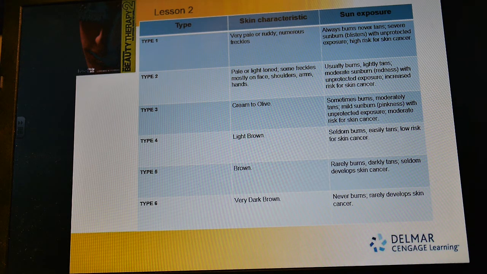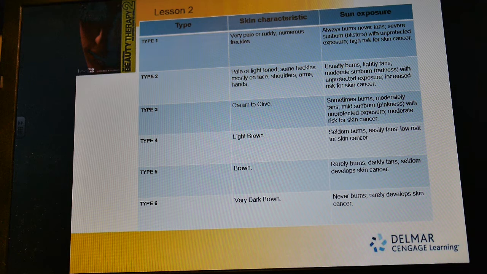So you kind of get the gist. The next is light brown skin tone. They seldom burn, so very rarely burn, easily tans, and they're low risk for skin cancer. Type 5 is brown. Rarely burns, darkly tans, seldom develops skin cancer. And type 6 is your very dark brown. This skin type never burns and it rarely develops skin cancer.